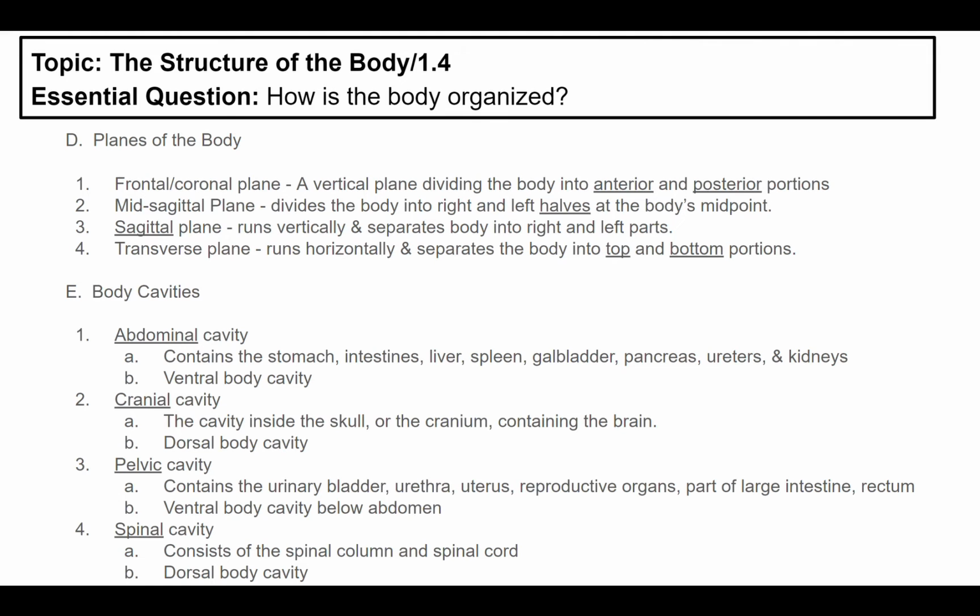The pelvic cavity contains the urinary bladder, the urethra, the uterus, the other reproductive organs, male and female, part of the large intestine, and the rectum. So it's below the abdomen. It is ventral or anterior. The spinal cavity is the spinal column; it contains the spinal cord and the bones that make up your spinal column, and that is dorsal, like your cranial cavity.